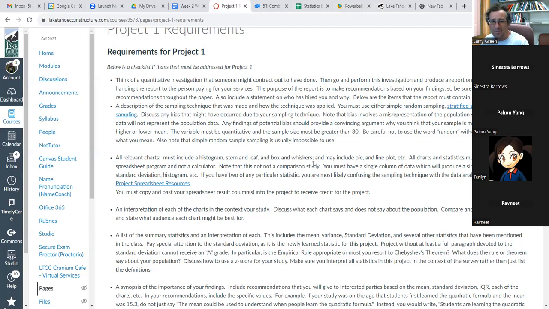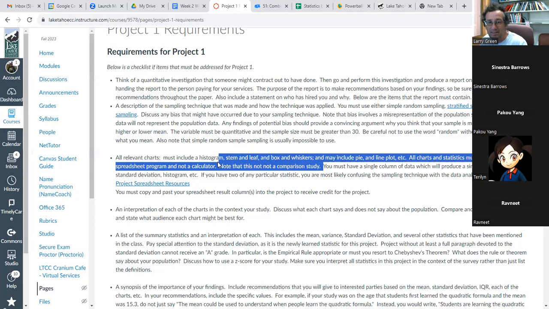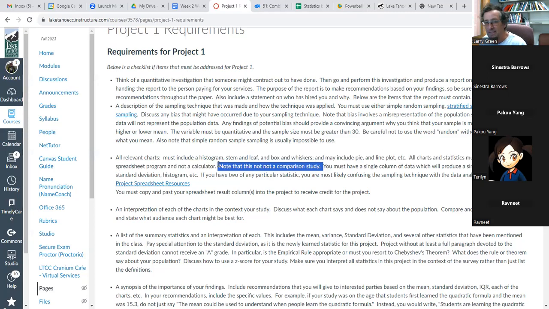Just a note, because a lot of people make this mistake, and this is a disaster. It's not a comparison study. So how many survey questions should you have?